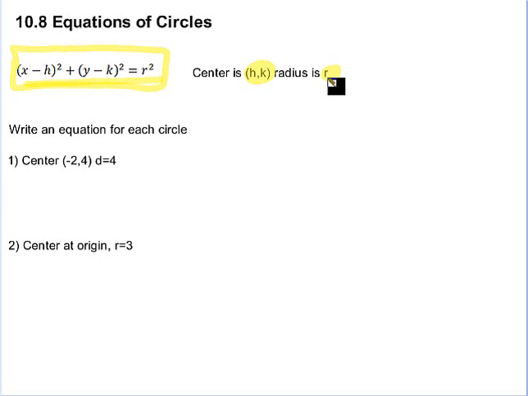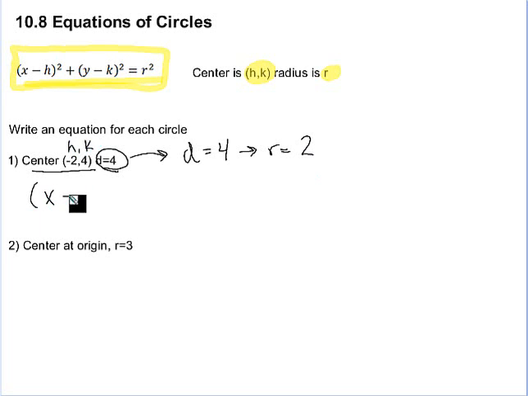So what we're going to do is write an equation for a circle when we're given the center and the radius. For the first problem, the center is (-2, 4), and we're told d is 4. Well, d would stand for our diameter. So if the diameter is 4, that means our radius is 2, and we get that by just dividing by 2. So we just plug everything in. The center is our (h, k), and the radius is 2.